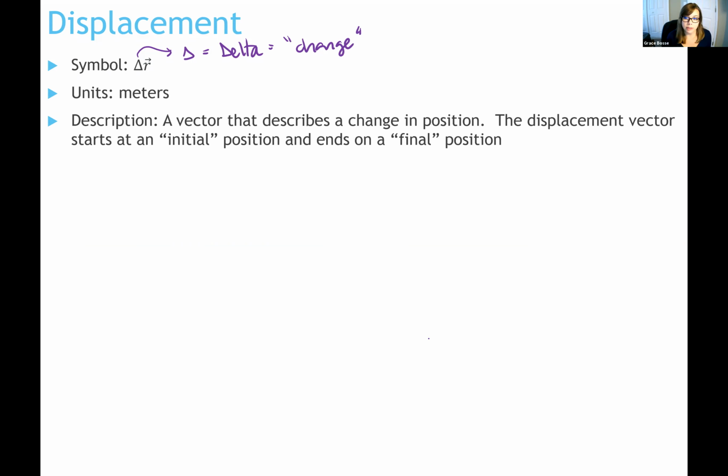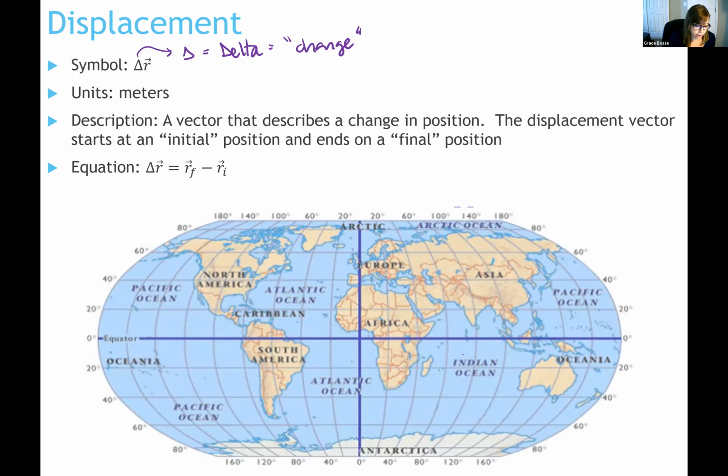So this displacement vector will start at some initial position and it will end at some final position. So the displacement vector is not defined relative to the origin. It is defined relative to some initial position and some final position. You can use this equation here to describe displacement. It's R final minus R initial, where those are vectors. So it's vector subtraction.